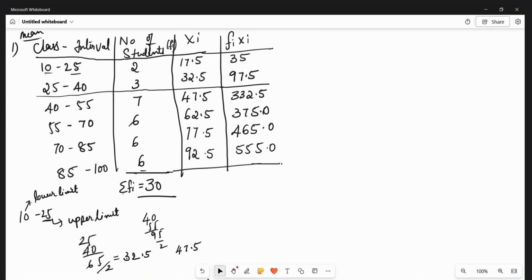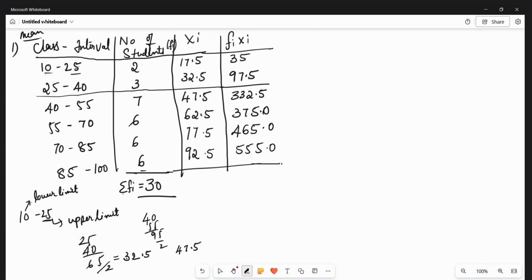Again I explain this. This is the method we are using to calculate mean. This is the direct mean method. So here the class interval they have given. This is the lower limit, this is the upper limit. Number of students, that is the frequency. We will add everything. Sigma means sum. Sigma fi will be equal to 30 here. Then xi is taking the average of the class interval, that is 10 plus 25 by 2, 25 plus 40 by 2. Like this, if you calculate, you will get xi.